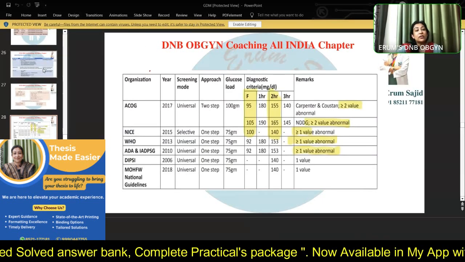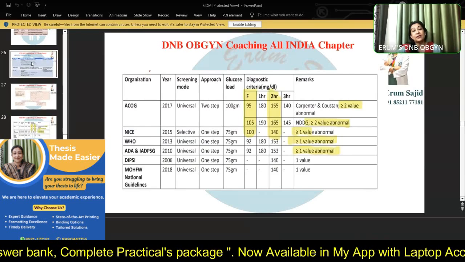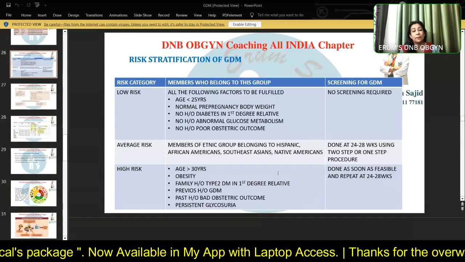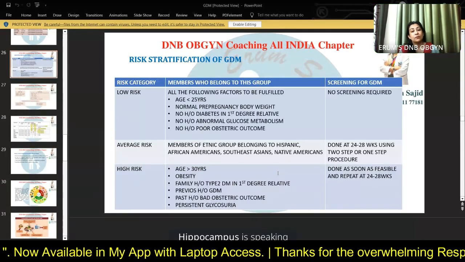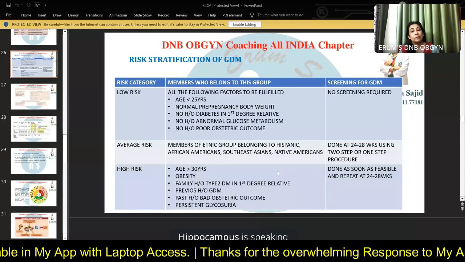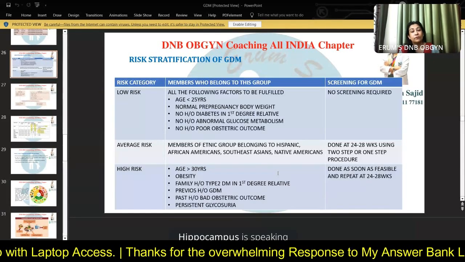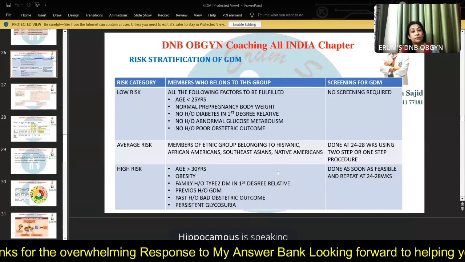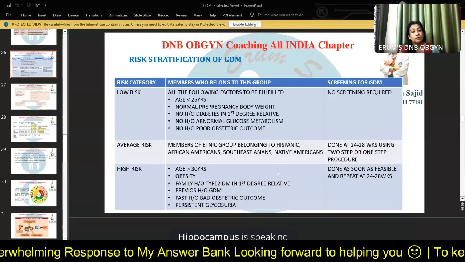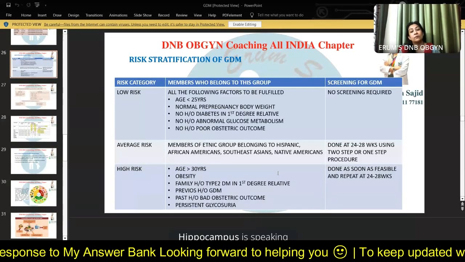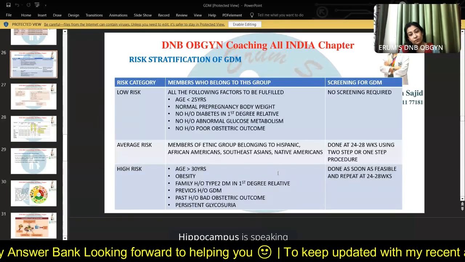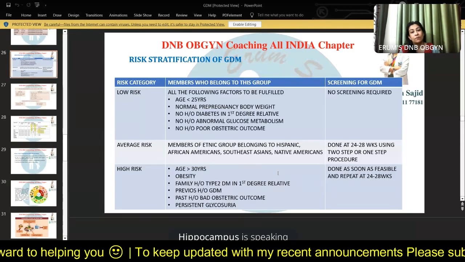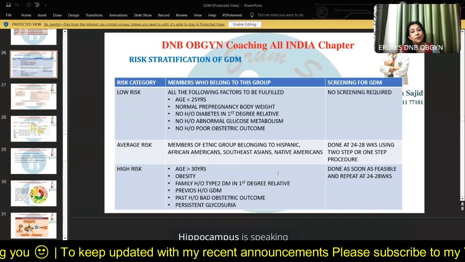Tell me about the low risk and high risk, and then we'll take you to this chart. Yes. So why did we do a screening in the first place of this patient at the booking visit? Mostly in our Asian population, many pregnant females are more prone to gestational diabetes. So we belong to a high risk population, and these are categories depending on risk factors. If it is low risk, it belongs to age less than 25 years, normal pre-pregnancy body weight, no history of diabetes in first degree relatives, no history of abnormal glucose metabolism, and no history of poor obstetric outcome.